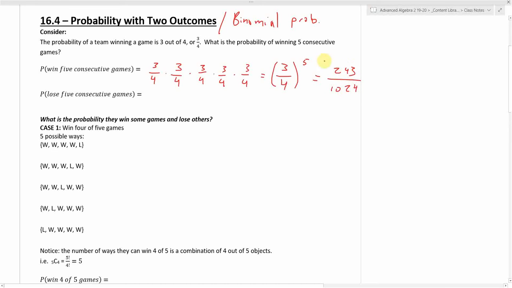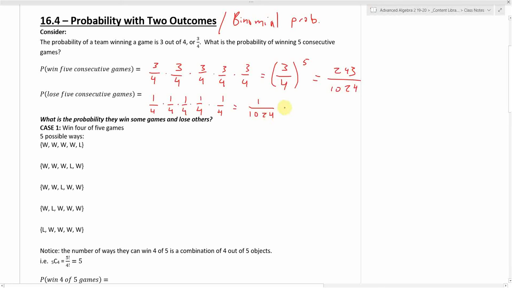That's the probability that they would win 5 consecutive games, right? What's the probability that they would lose 5 consecutive games? Well, there's a 1/4 chance that they would lose the game. Either they win it or they lose it. We're not playing soccer here, so they win or they lose. And so there's a 1/4 chance that they lose, and they'd have to lose each of the 5 games. So the same logic would apply, and we would get the probability that they lose 5 straight games is 1 in 1024. So those are relatively simple cases.